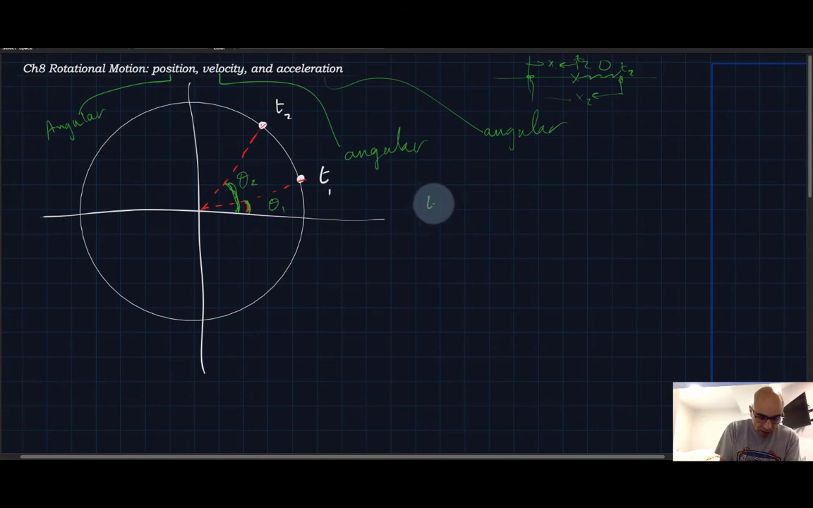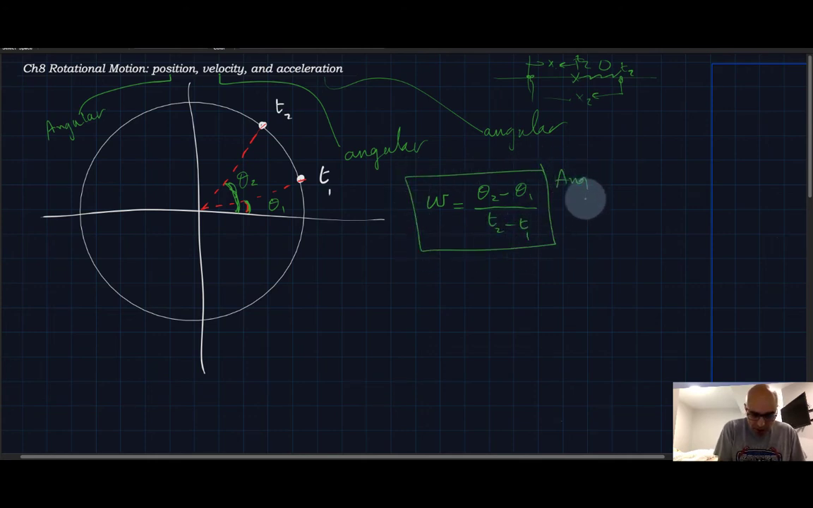Velocity for the angular position, instead of v, I'm going to call it w. W like in French. So this is actually read as omega. So you can say omega is equal to position number 2, which is theta 2 minus theta 1, divided by t2 minus t1. So this is called the angular velocity.